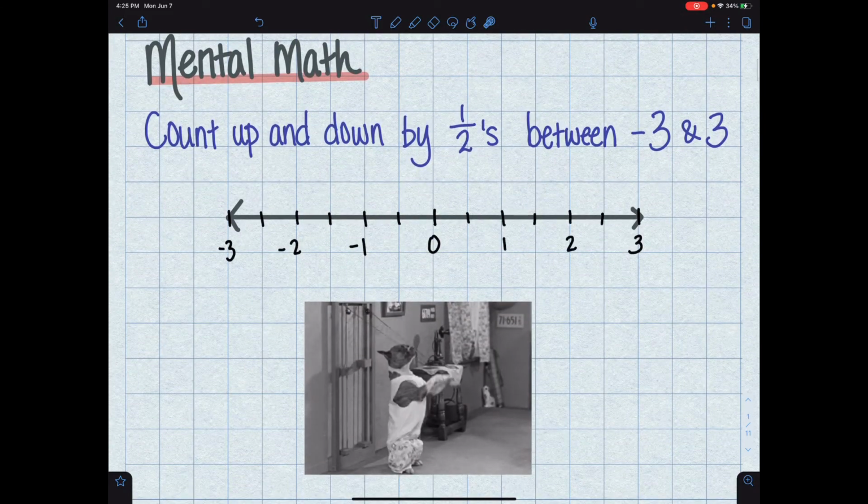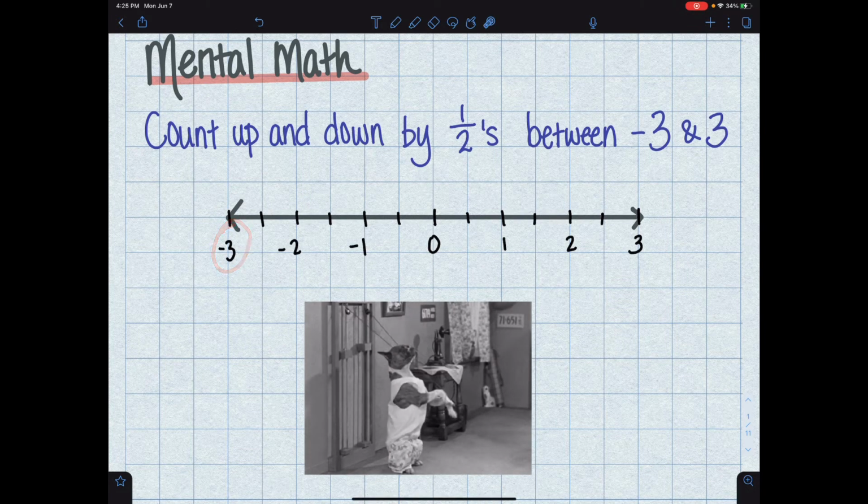All right, mental math. Let's jump right in. We are going to count up and down by 1/2 between -3 and +3. Okay, and we're going to count along while this cute doggy is lifting weights, all right? We're going to start with -3. Whoops, I'm struggling today.